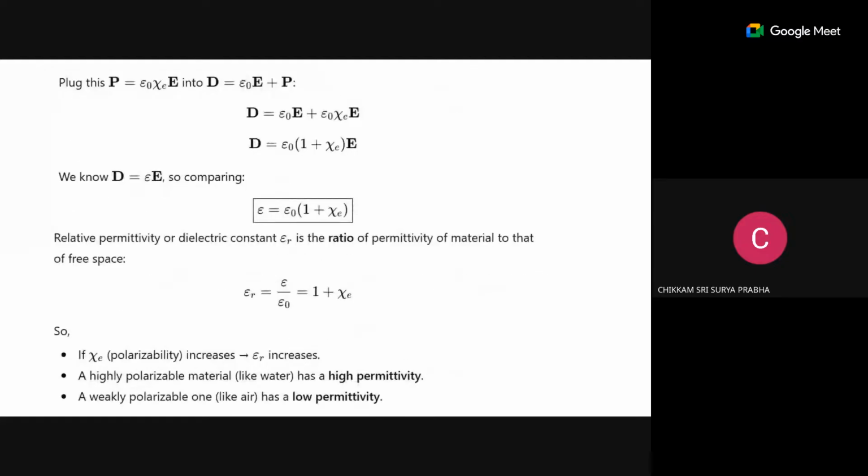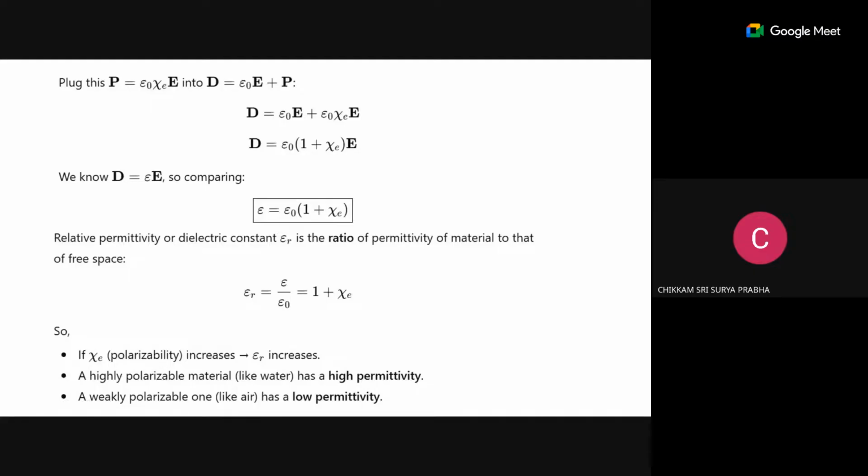Now we can substitute this value of P into the equation for D. Then we can take epsilon naught and E as common, and we get the final equation of D as epsilon naught into 1 plus chi E into E. We can compare this equation with epsilon into E. By comparing, we observe that the epsilon value is epsilon naught into 1 plus chi.